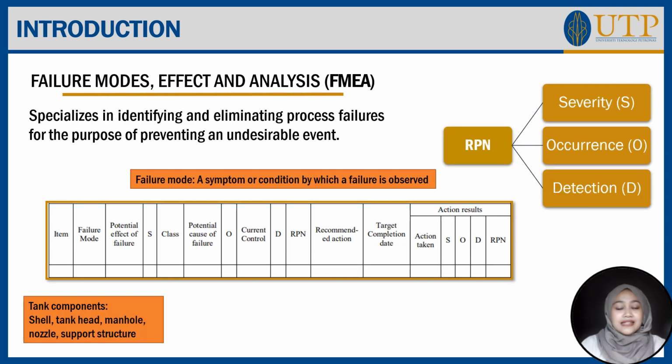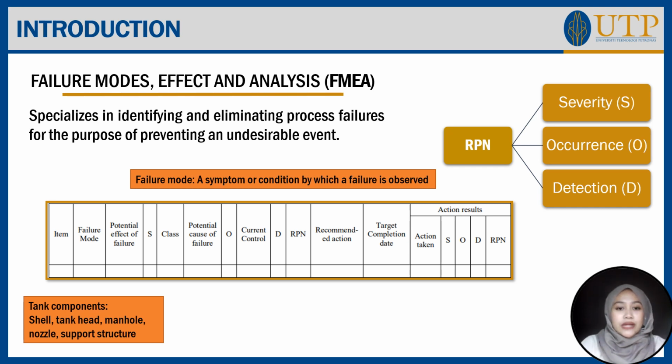However, any system design or production process will necessarily have risk, even with the advantages of using the spherical storage tank. The FMEA approach is crucial as it specializes in identifying and eliminating process failure for the purpose of preventing an undesirable event. It will help in the identification of major risks and subsequently assist in mitigating the effect of the risk. As seen here in the slide, this is the common FMEA template that is used in most risk assessments nowadays.